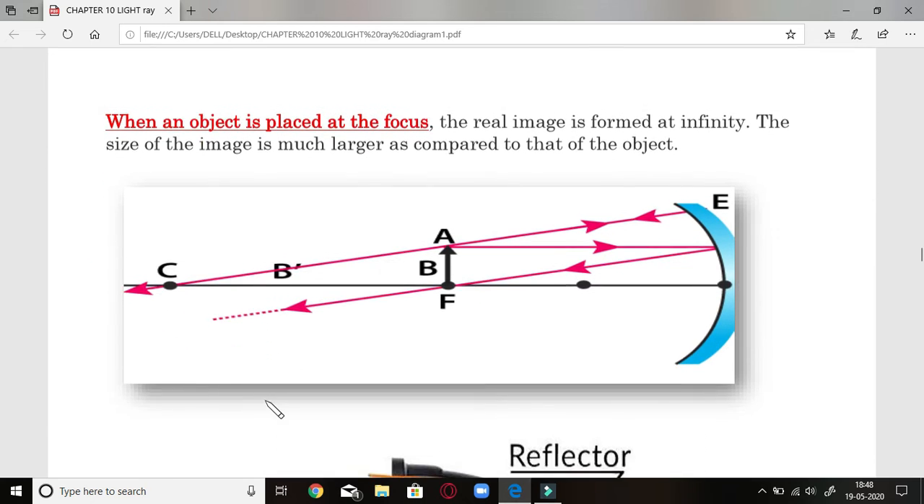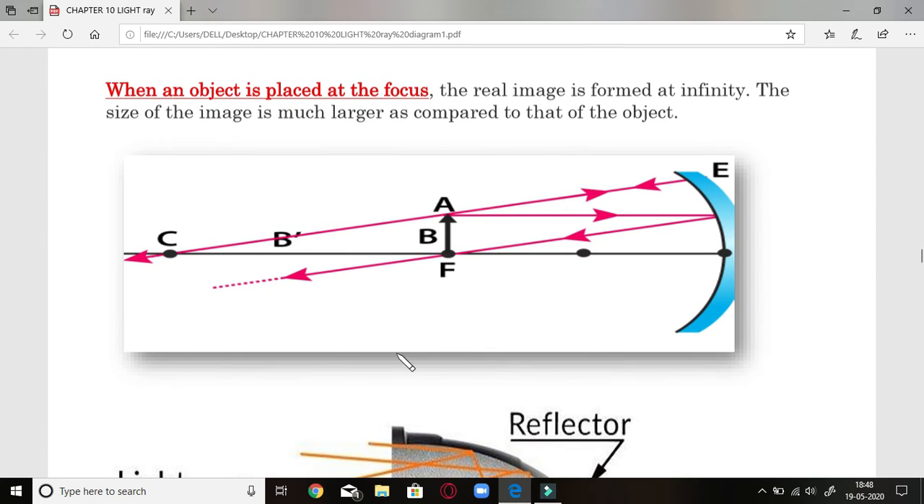Now next one is when the object is placed at the focus. When object AB is placed at the focus, first ray is going parallel and then passing through the focus, second is through the center of curvature and reflected back. But the thing is that these two rays, first and second, are parallel to each other, they never meet, they go parallel to each other.